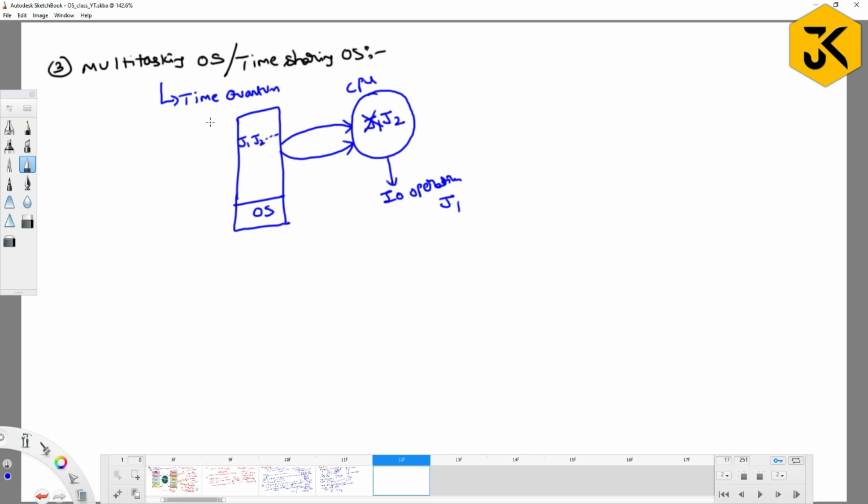But here the time quantum is something like, suppose for example, I will give a clear example. Job J1 requires 5 nanoseconds to execute. Job J2 requires 100 nanoseconds to execute. Job J3 requests 1 nanosecond to execute. Now what will happen? Assume that there is no IO operation.